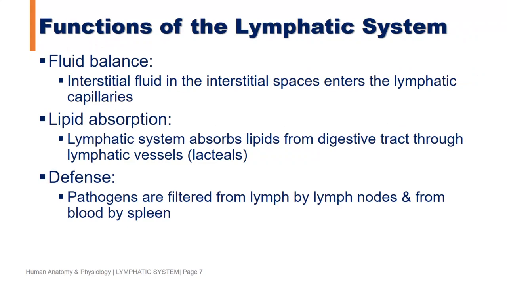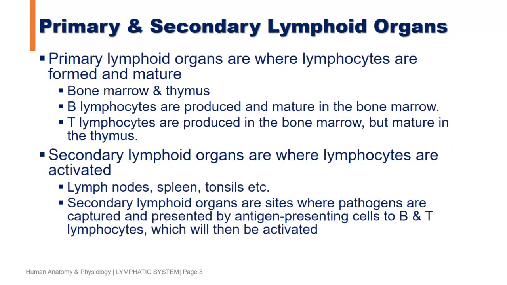Functions of the lymphatic system: first, fluid balance. Remember, the interstitial fluid in the interstitial spaces enters the lymphatic capillaries. We've discussed this before. Then we also have lipid absorption. The lymphatic system absorbs lipids from the digestive tract through the lymphatic vessels. And for defense, pathogens are filtered from lymph by lymph nodes and from the blood by the spleen.